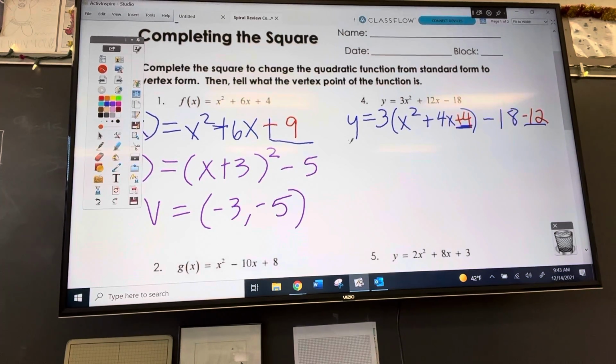Now we continue in a different color. The 3 is in front. This is x plus 2, the quantity squared. And then -18 minus 12 is -30. So the vertex is at -2, -30.